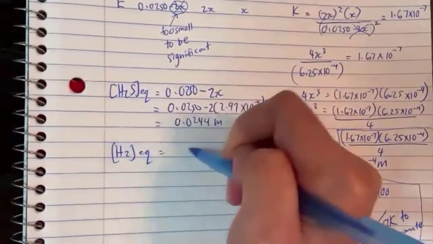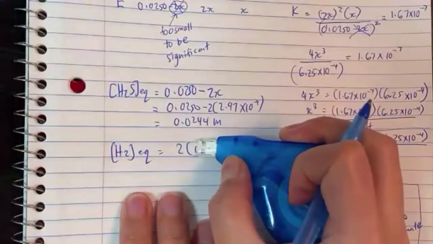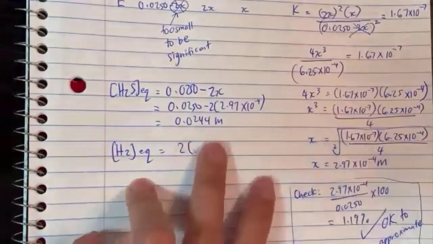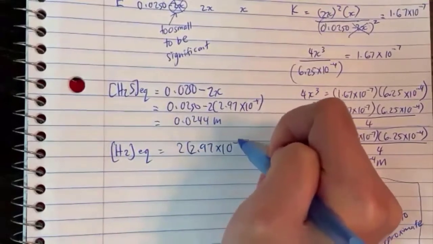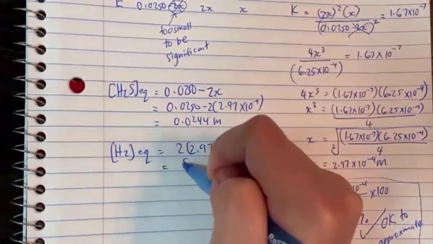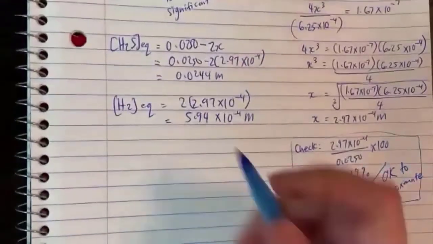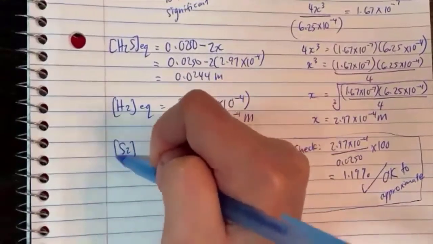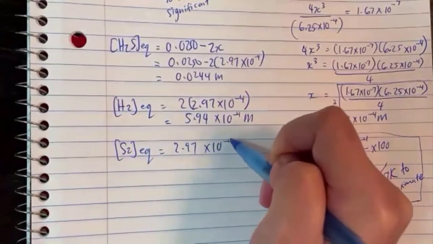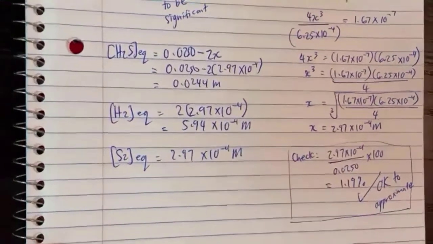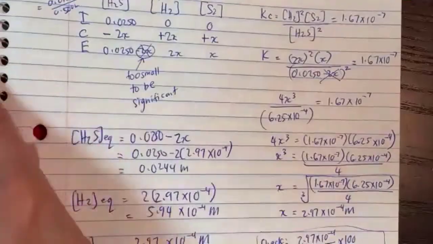And then this one here is simply 2x, so 2 times 2.97 times 10 to the minus 4. You get 5.94 times 10 to the minus 4 molarity. And then for S2, it's simply just the equilibrium for x. So it's 2.97 times 10 to the minus 4 molarity. So that's how you would calculate your molarity equilibriums with an example of crossing out the x.